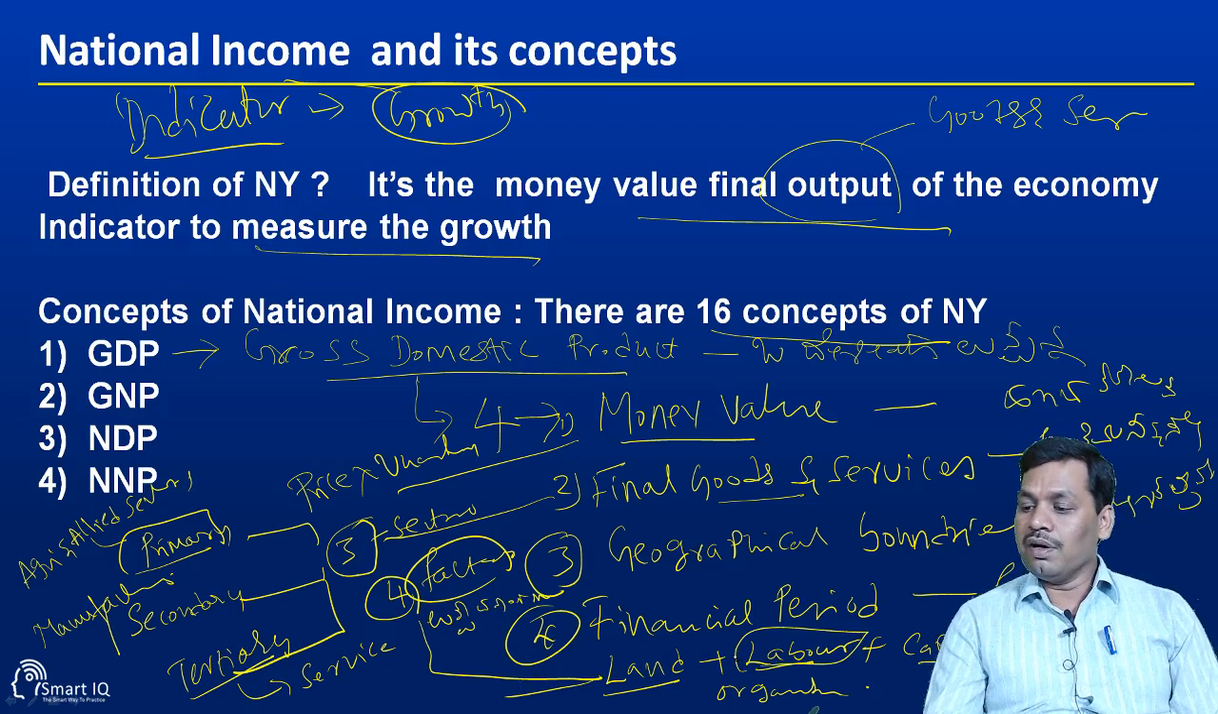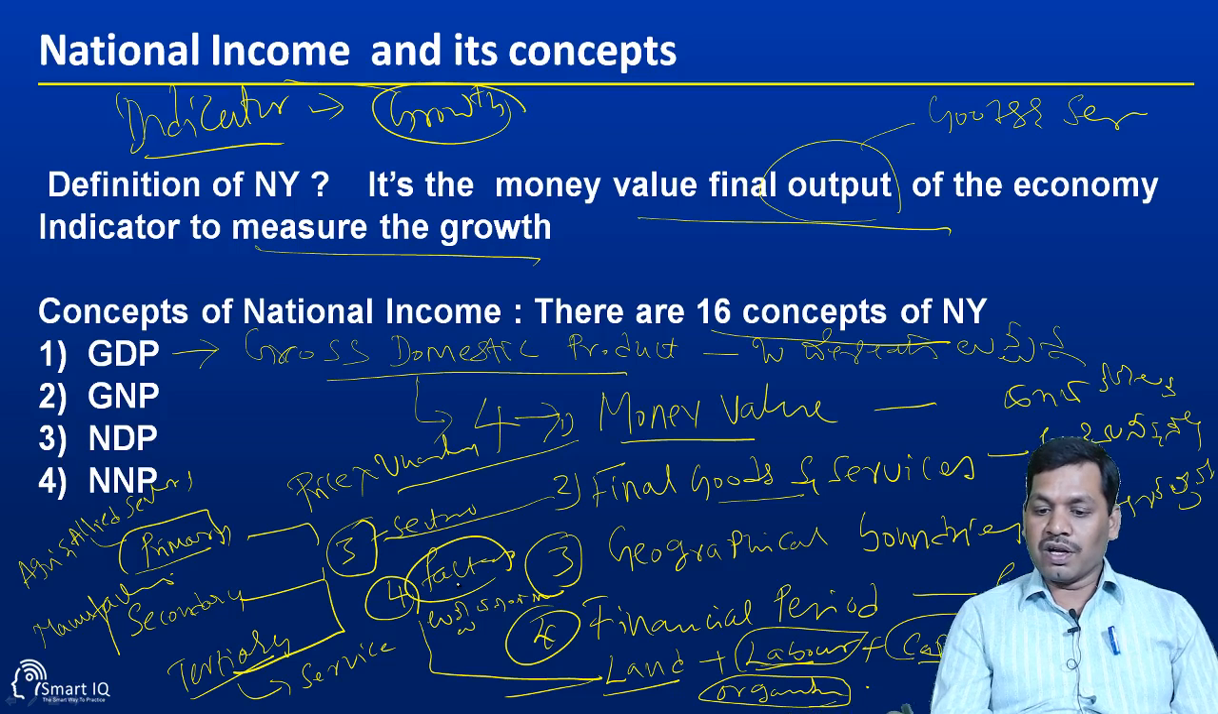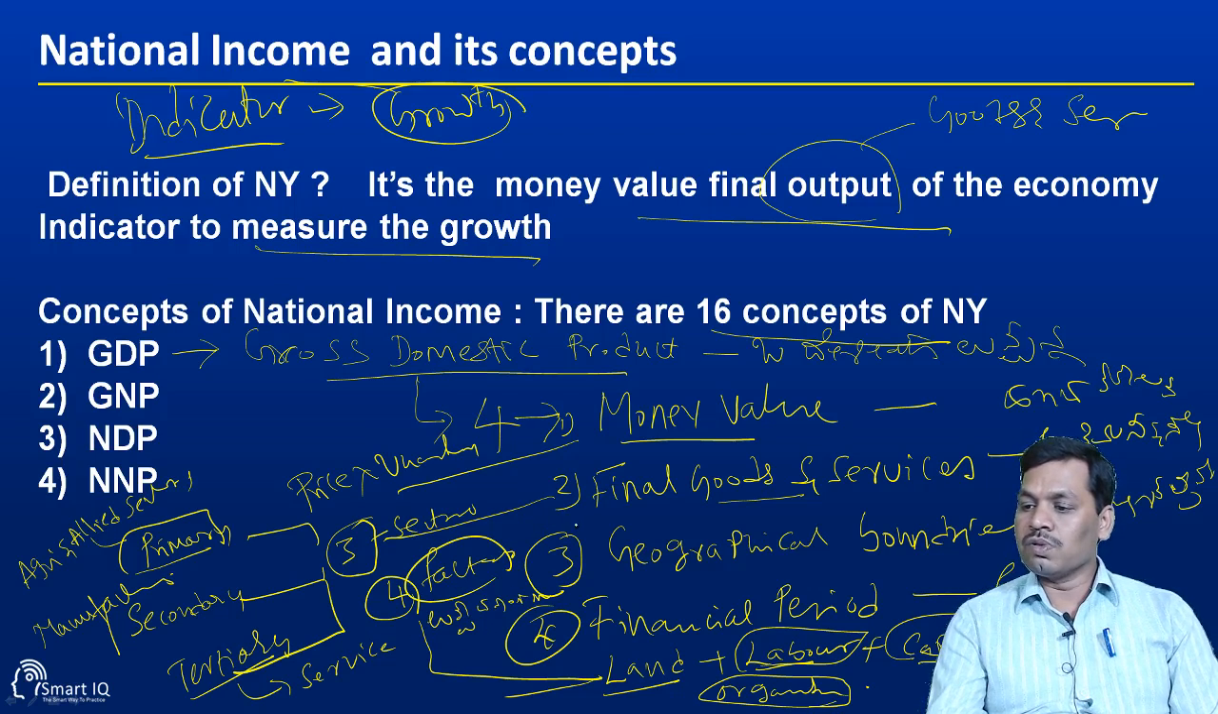But labor, we have skilled labor and unskilled labor, which is badly required for all these three sectors. And capital is nothing but machinery. Organization is entrepreneurship, which is also badly required to produce goods and services in these three sectors. I think you are familiar now. You are okay with final goods and services.